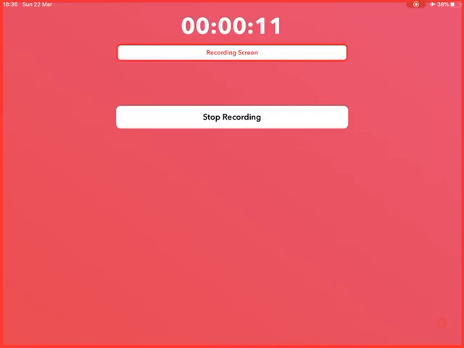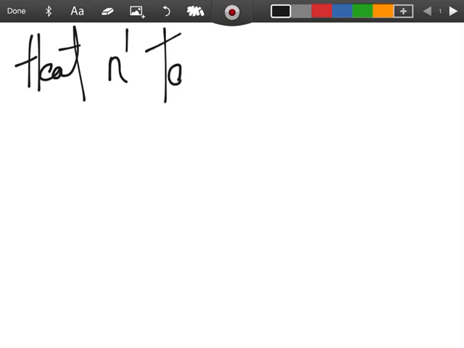So let's jump to our drawing app and let me ask you a question. Do you think that heat and temperature are the same thing? Well, we already know that is not the case, right? They are not the same.